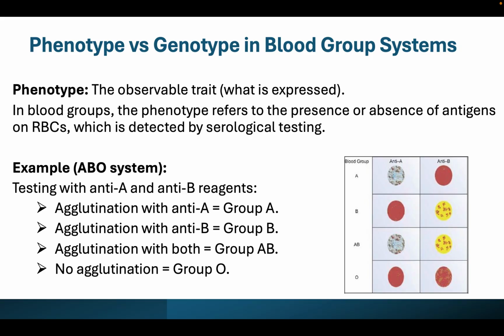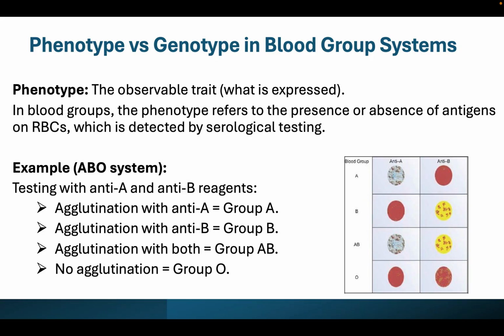The same with the B. If I get the agglutination with the anti-B, that means anti-B reacted with the B antigen and gave me the agglutination or reaction. That means the person is group B. If there is a reaction with anti-A and with anti-B, that means the person has both A and B antigen, and the phenotype is AB blood group. If I don't get any reaction, that means the patient does not have any antigen on the red blood cell, and in this case, the blood group is O.